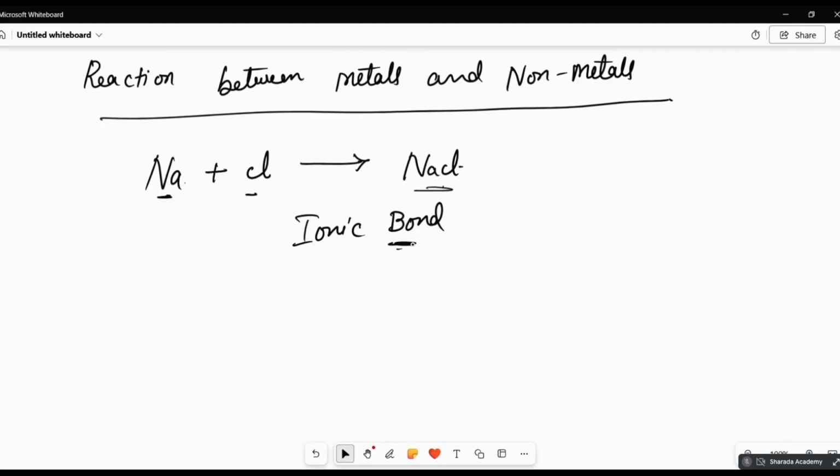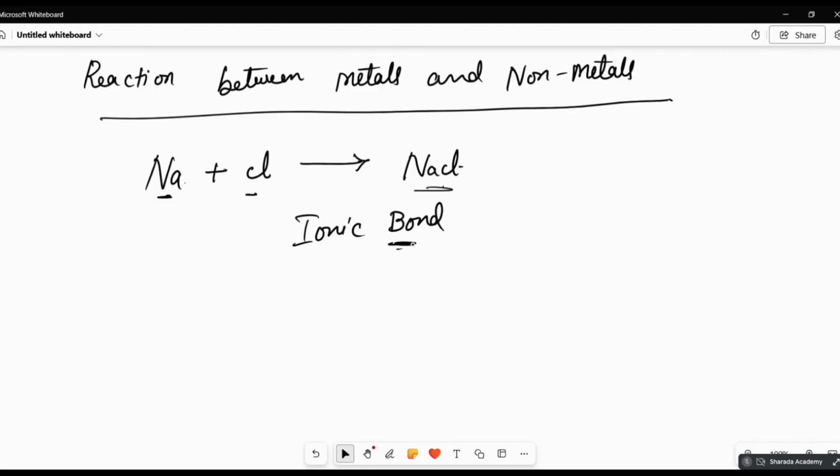Okay. So whenever we say that a chemical reaction takes place, how is a chemical reaction formed? Whenever a bond is formed between the elements or the compounds, then we say that there is a chemical reaction. There are two types of bond: one is the ionic bond, the second one is the covalent bond. Again, I repeat, when a bond is formed between the compounds or between the elements or between the substances, then we say that there is a chemical reaction.